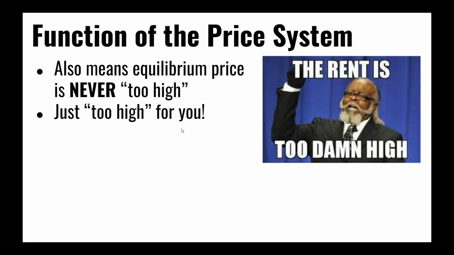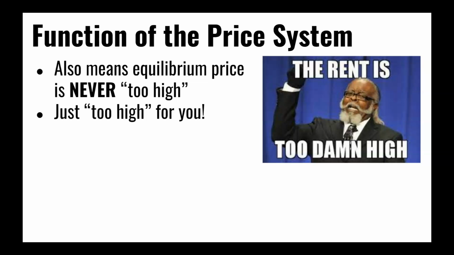One final comment on the function of the price system, and that is this, that equilibrium price is never too high. The market price is what the market is willing to bear. And so anytime you see someone that says a price is too high, what they mean is not that the market is producing a price that is unreasonable, but that the price that the market is charging is too high for them. Because it is counterproductive for markets to charge a price above equilibrium.